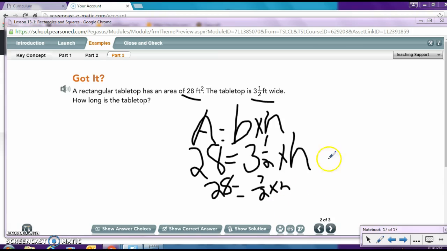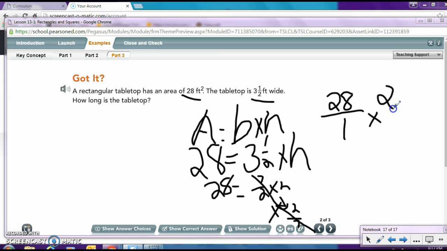So I know that if I have 28 and my reciprocal of 7/2 becomes 2 over 7, if I multiply both sides by 2 over 7, these will cancel. So if I have 28 over 1 and I multiply that by the reciprocal of 7/2, which is 2/7, I should get my answer. Now you can do 28 times 2 and then 7 times 1, but I like looking at my diagonals to make it easy.